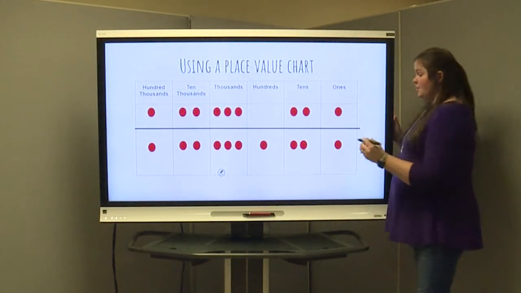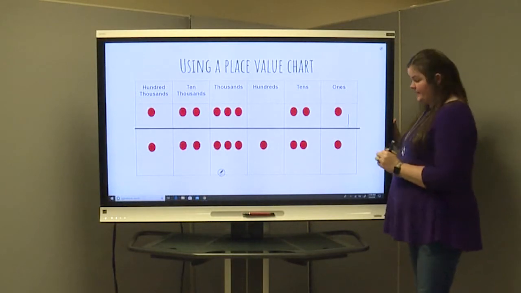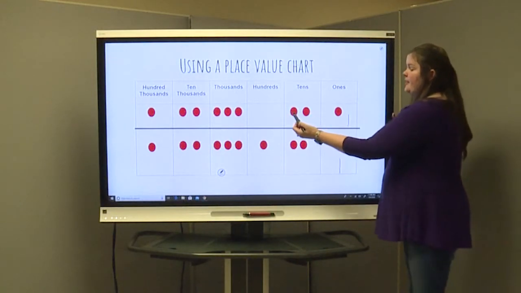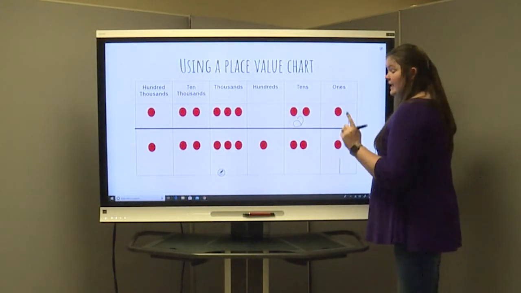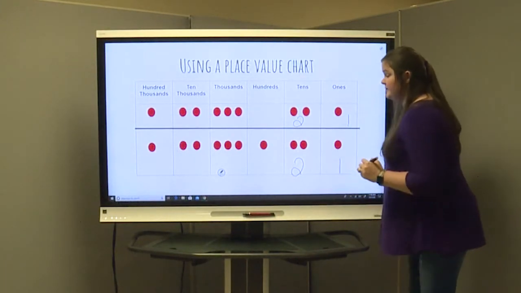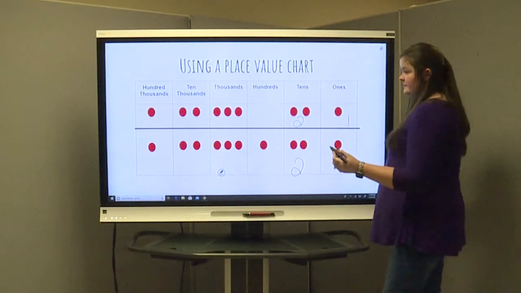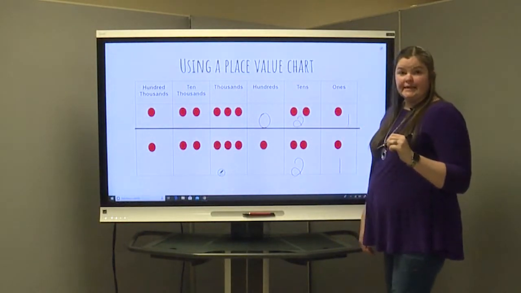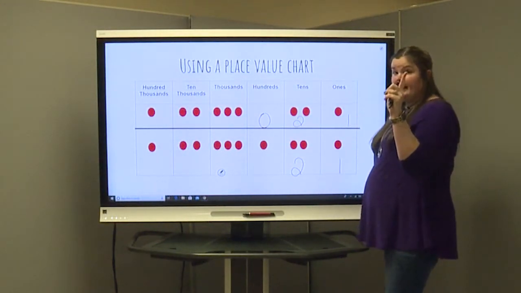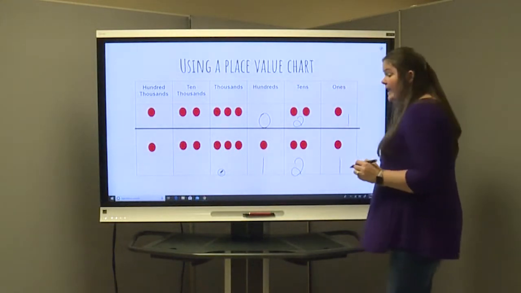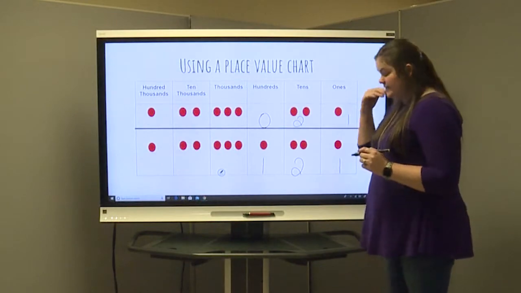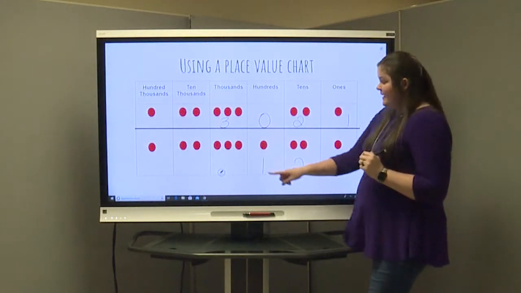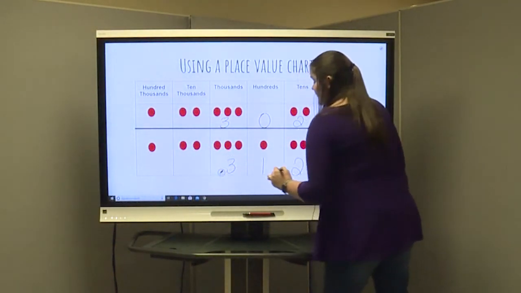So on the top, I can see there's 1 on the top. There's also 1 on the bottom. Okay, let's keep going. Then I've got 2 tens on the top, and I also have 2 tens on the bottom. Let's keep going. I don't have any place value discs here, so this means there are 0 hundreds in that top number. Let's look at the bottom. This bottom number does have 1 in the hundreds place. Okay, let's move to those thousands. The top number has 3 thousands, and the bottom number has 3 thousands.